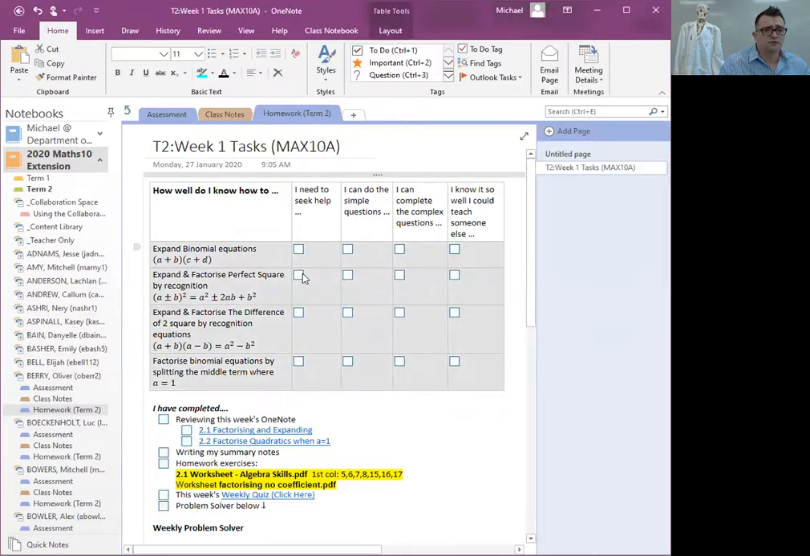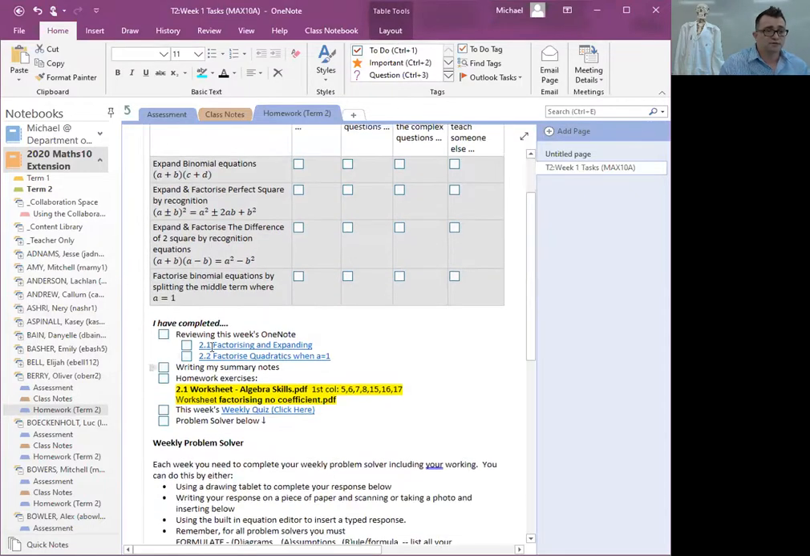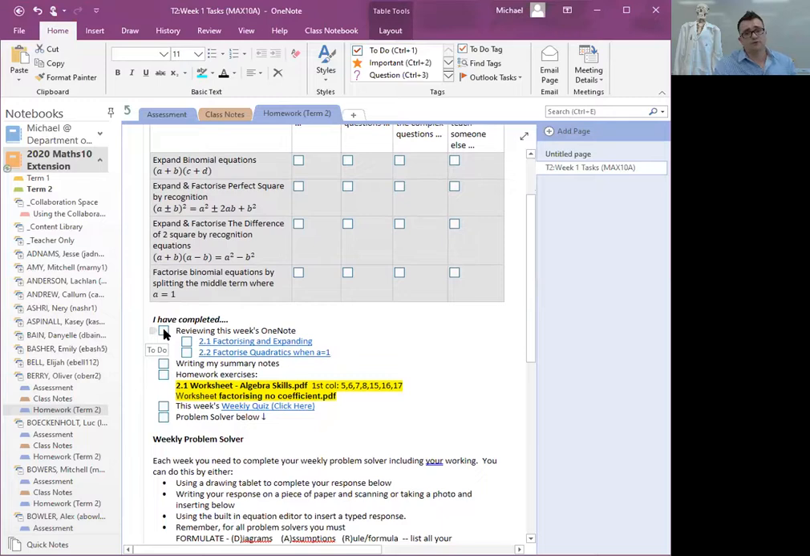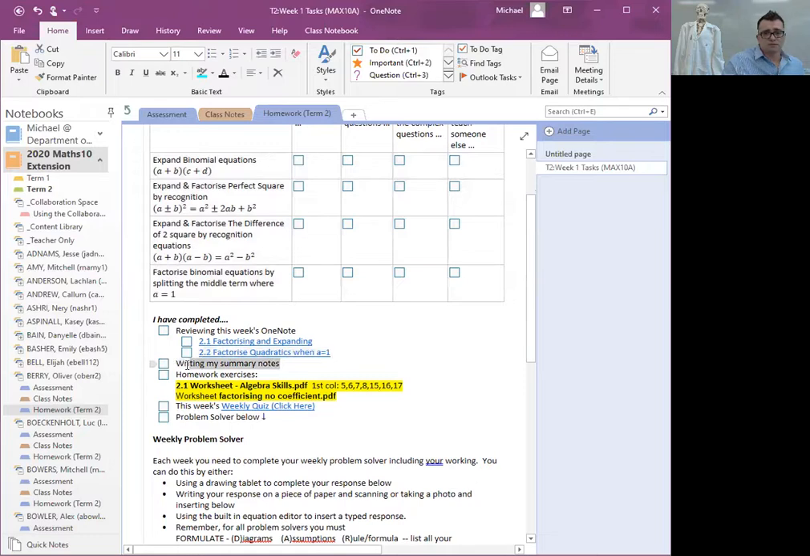You need to go through each week and tick how you're feeling about each of these topics and learning goals. You need to tick off to say that you have reviewed the OneNote for each week. There are links to take you over there as well. You need to make sure you have written your summary notes, so your Cornell notes. In the email that I've sent you at the beginning of the week, there's the template of the Cornell notes if you don't have one to write in. Make sure you're doing your homework exercises. So put the homework exercises there in yellow, same as what's in the OneNote. And then you've got your weekly quiz.